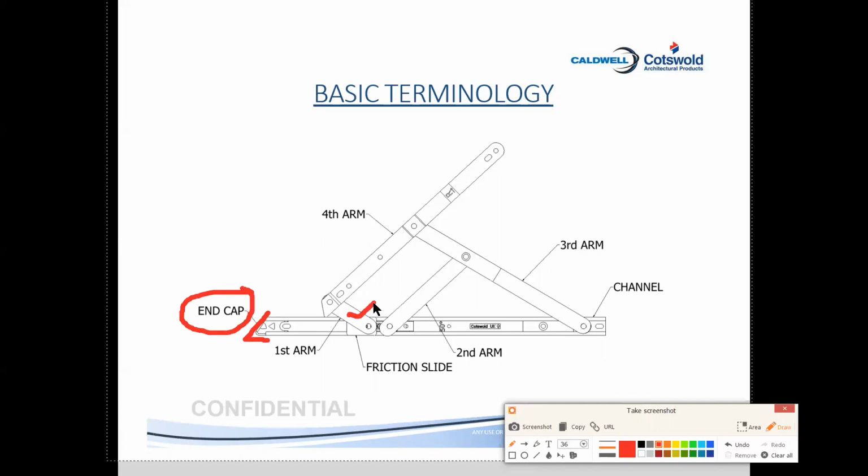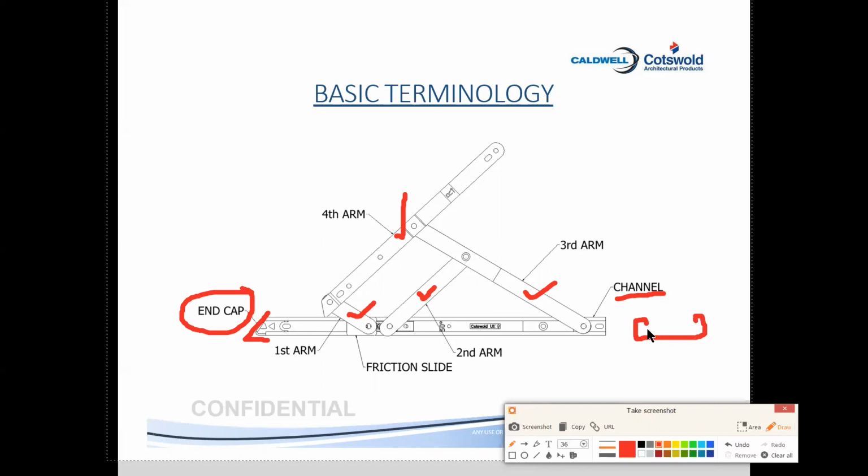This is called the first arm. This is called the second arm. This is the third arm. And this is the fourth arm. And this is called the channel. It is like this in the geometry.